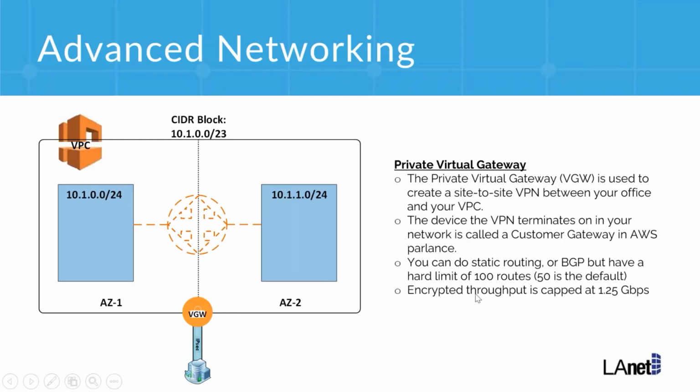And the encrypted throughput on this VGW is capped at 1.25 gigabits per second, which is fine. If you've got like a 200 meg circuit at your office, then who cares? I've got a lot of accounts that have 10 gig WANs, and so this is a massive problem for them, right? This is not very scalable if you're used to having very high WAN bandwidth. So you can get around that with something called the TGW that we'll look at shortly. But just be aware there are some caveats with this VGW.